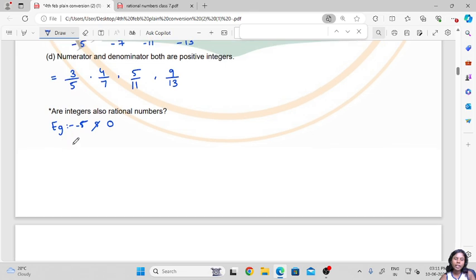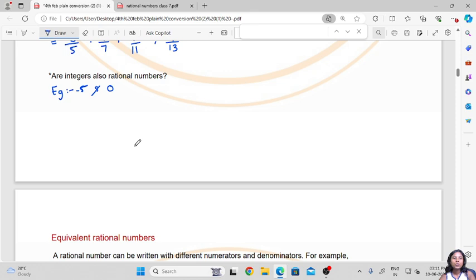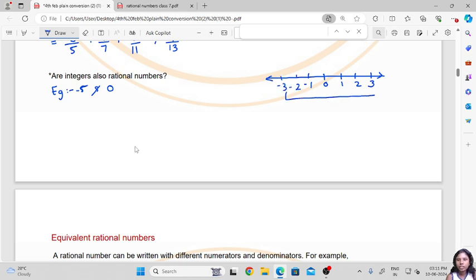Now the next question that would be coming to our mind would be, are integers also rational numbers? So now when they say integers, they are talking about single digit numbers. Like on the number line we will have 0, we'll have 1, 2, 3, and this side will have minus 1, minus 2, minus 3 say. So now these are single digit integers. So now the question here is, are these single digit integers also rational numbers? So here the answer will be yes.